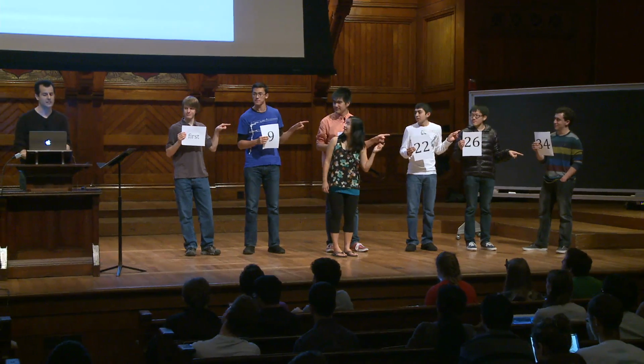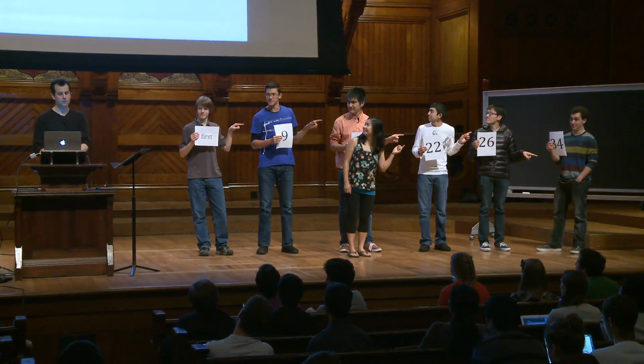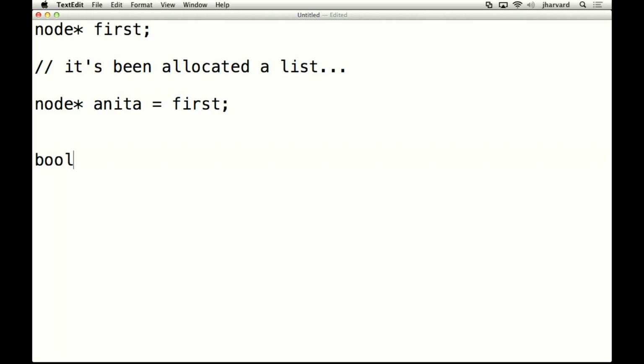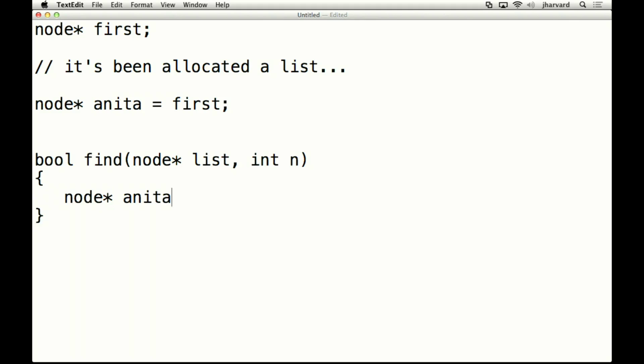So let me, while these guys stand here somewhat awkwardly, let me do something quickly like bool, let's see, find. I'm going to go ahead and say node star list int n. I'll be right back with you guys. Just have to write some code. And now I'm going to go ahead and do this. Node star Anita gets list. And I'm going to go ahead and say while Anita is not equal to null. OK, the metaphor here is getting a little stretched. But while Anita is not equal to null, what do I want to do?